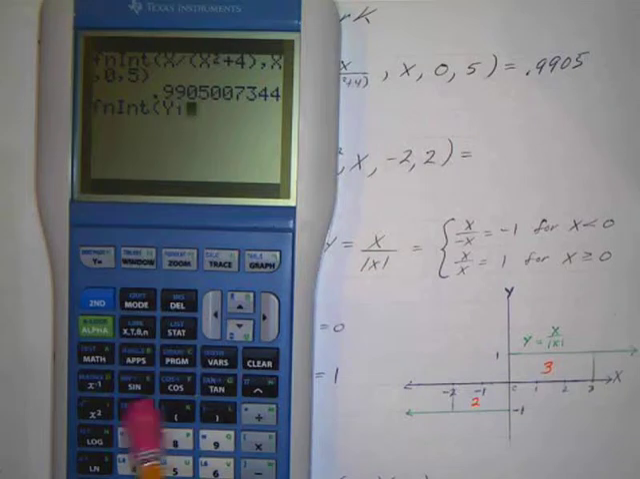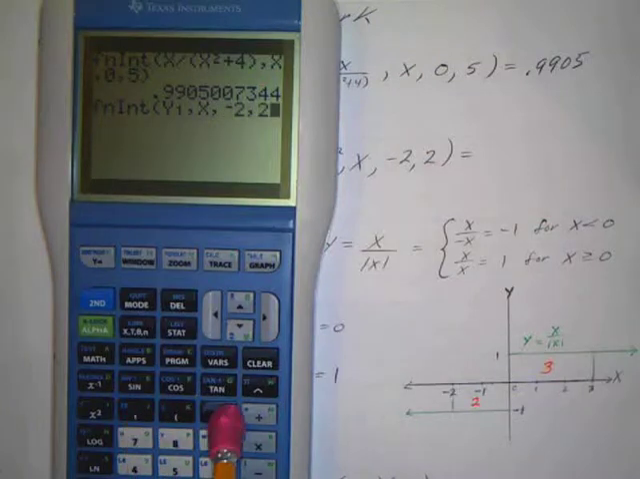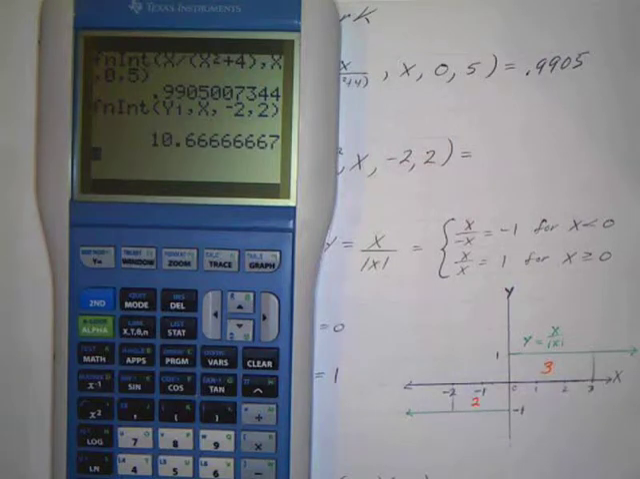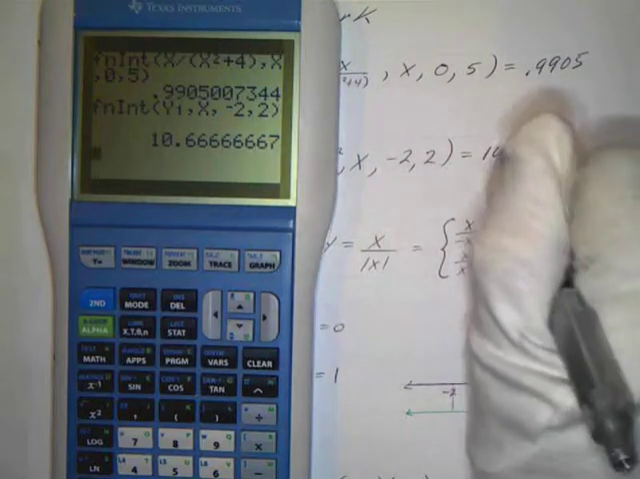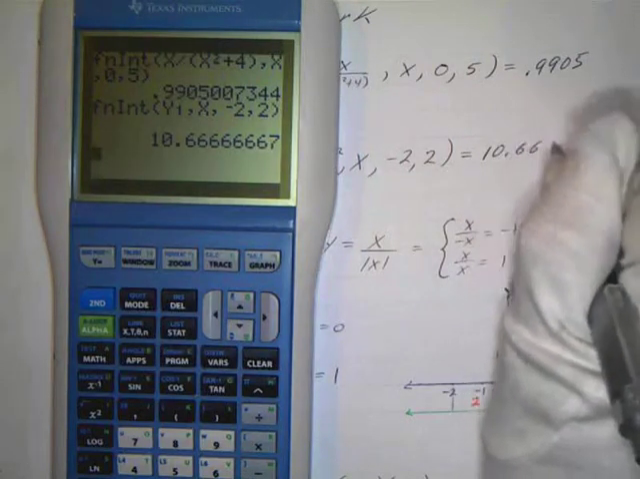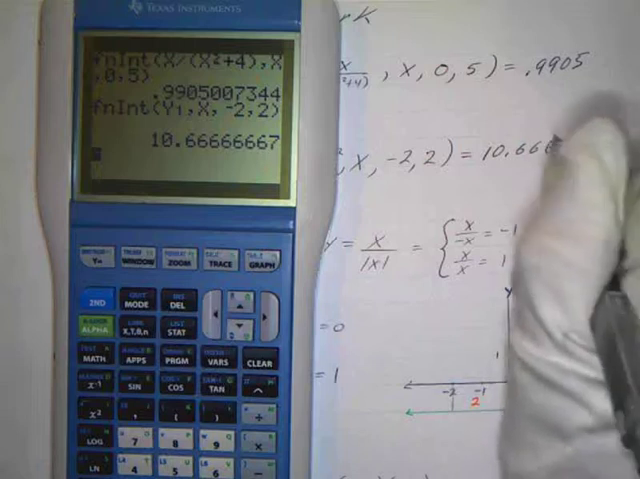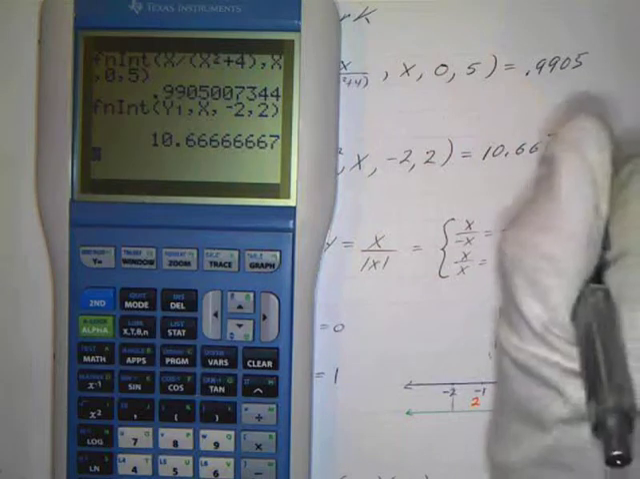And then comma, x, comma, and then that was going to be negative, so I used the little negative, negative 2, comma 2, parentheses, enter. And you get 10.66666 like that. Those sixes keep going. Okay?